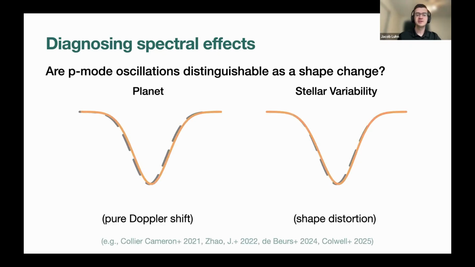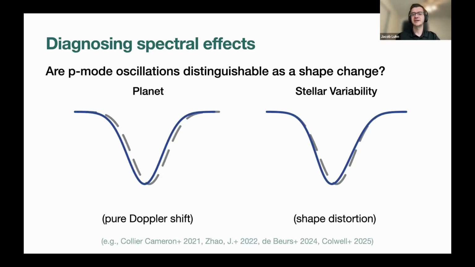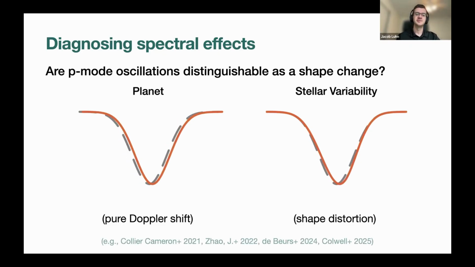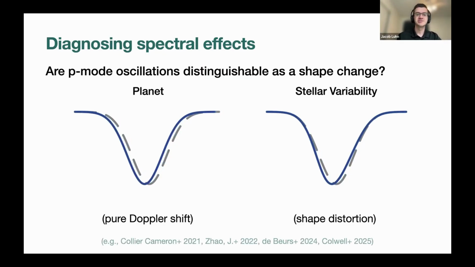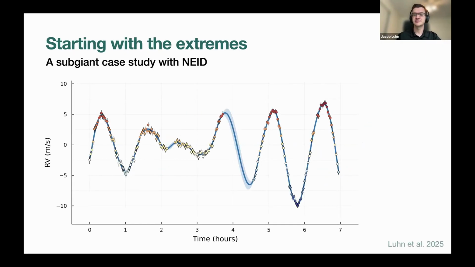With EPRV instruments, we're now poised to diagnose the spectral effects with incredible precision. As a starting point, we've turned to an extreme. This is an evolved subgiant star with oscillations that span several meters per second here over a 90-minute long cycle. And we resolve these oscillations within a single night using NEID, which is an EPRV spectrograph at Kitt Peak.